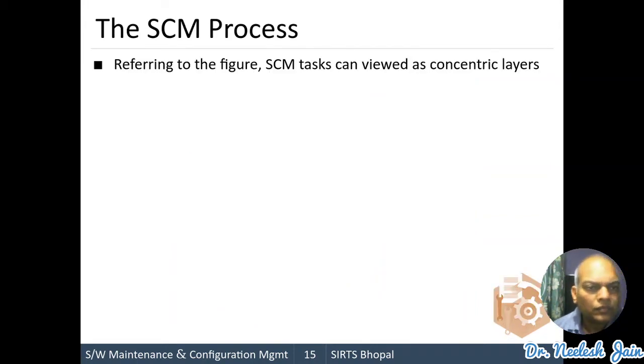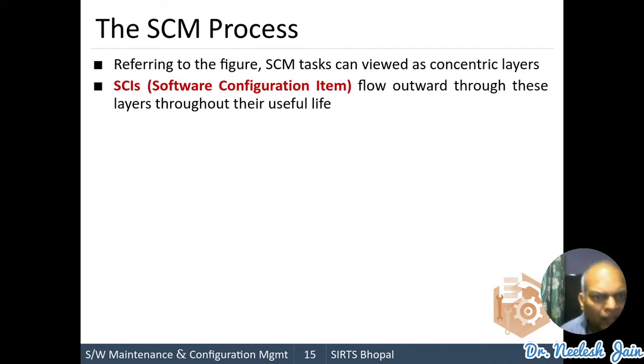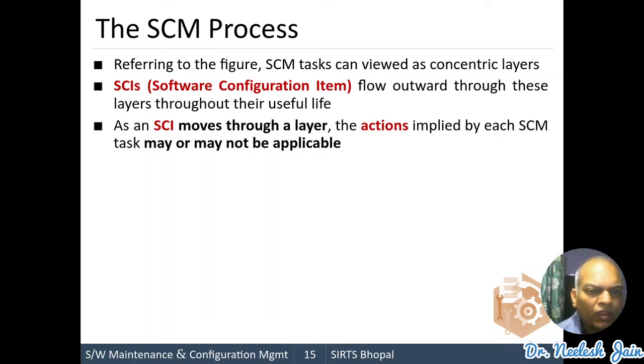First, in the figure, as you can see, the SCM task can be viewed as a concentric layer. You can also see that the SCI, that is the software configuration item, flows outward through these layers throughout their useful lives. As this SCI moves through a layer, the action implied by each SCM task may or may not be applicable.